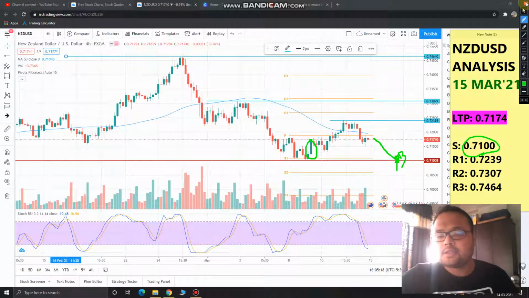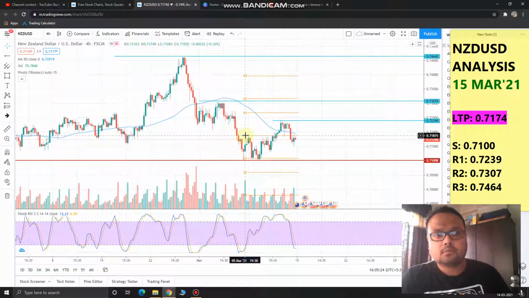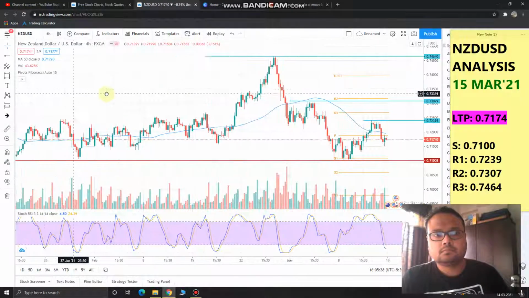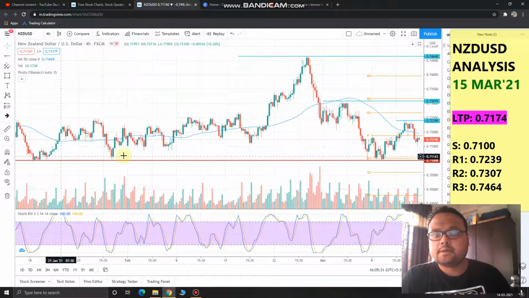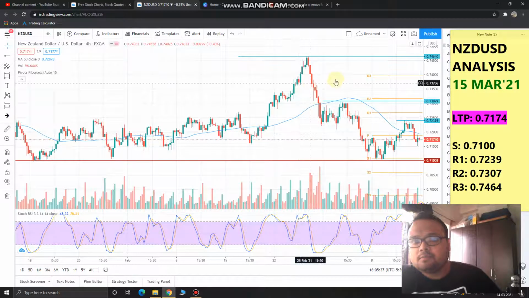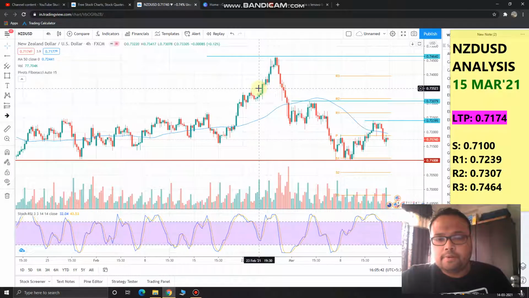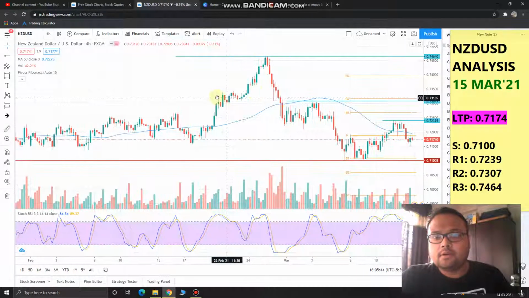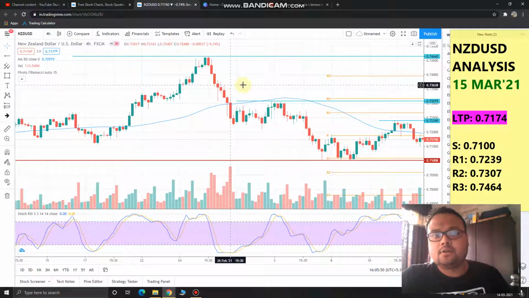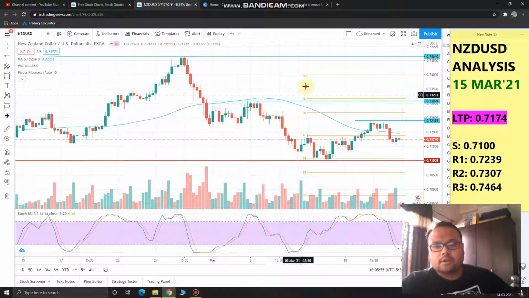Let me show you the support level by zooming down. See, this is the support. This is the support it is providing to the market. So we can hope that if market comes down to this level, then we will get a good buying opportunity. And in case it crosses the level, then we will not short the market. We will not short the market.